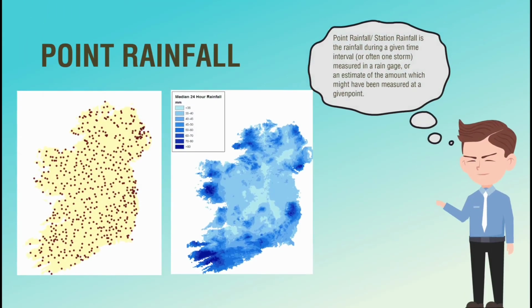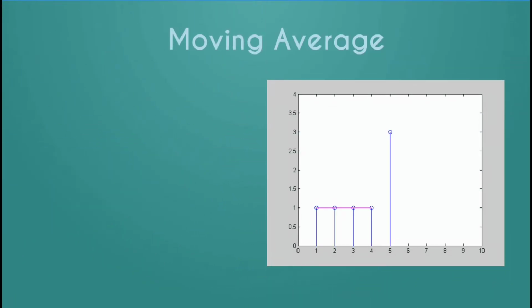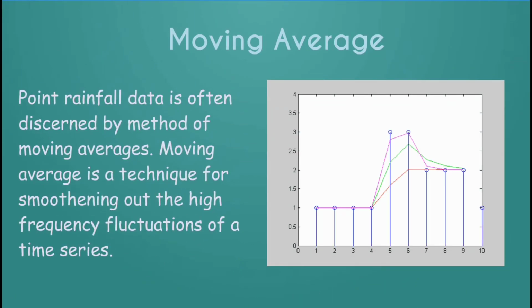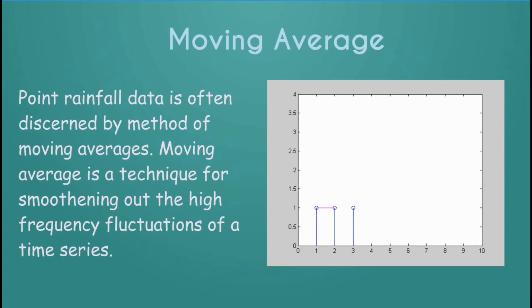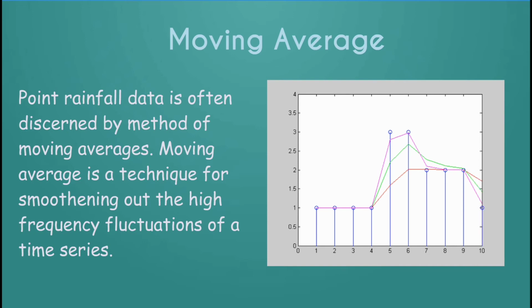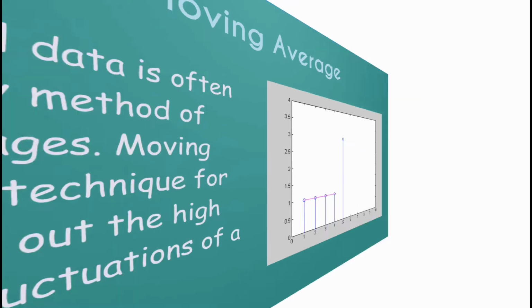Point rainfall measurements. Point rainfall, or station rainfall, is the rainfall during a given time interval, or often one storm, measured in a rain gauge, or an estimate of the amount which might have been measured at a given point. Moving average technique. Moving average is a technique for smoothing out the high-frequency fluctuations of a time series and to enable the trend, if any, to be noticed.